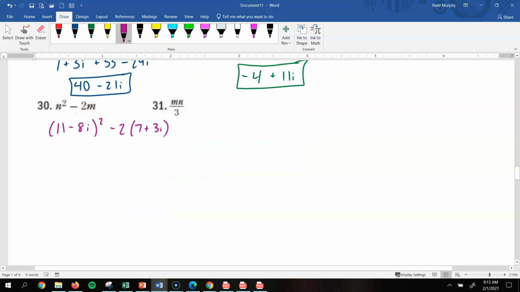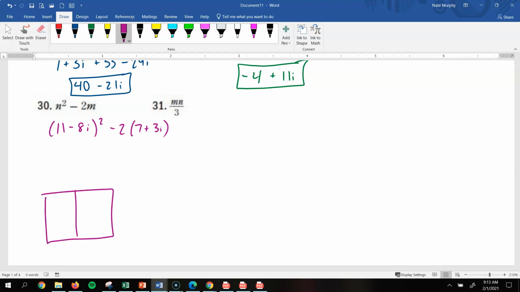Okay, now 11 minus 8i squared, that means you don't just square the 11 and square the 8i. Remember, that means that you have to multiply it times itself. So I'm going to use this box method to make it a little bit easier, a little bit more organized.